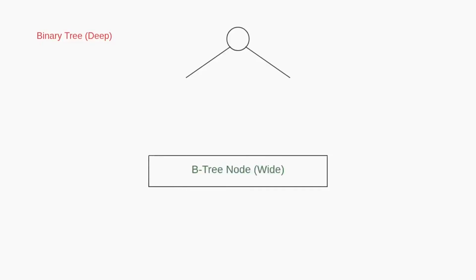B-trees solve this by having high fan-out. Instead of 2 children, a single B-tree node can have hundreds of children. By packing many keys into a single disk page, we can drastically reduce the height of the tree. A B-tree with a fan-out of 100 can store 1 million records in only 3 levels. That's only 3 disk reads instead of 20.